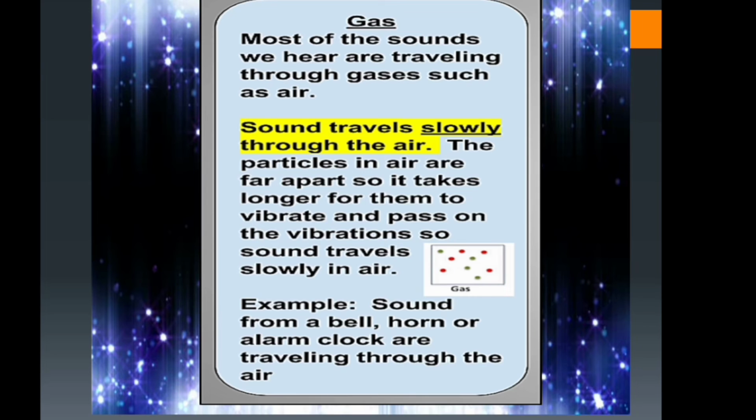Most of the sounds we hear are traveling through gases such as air. Sound travels slowly through the air. The particles in air are far apart, so it takes longer for them to vibrate and pass on the vibrations, so sound travels slowly in air. For example, sound from a bell, horn, or alarm clock is traveling through the air.